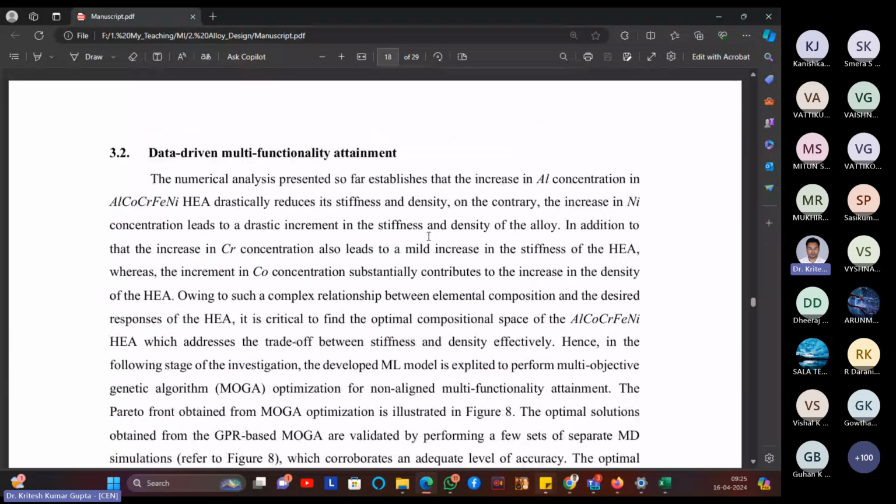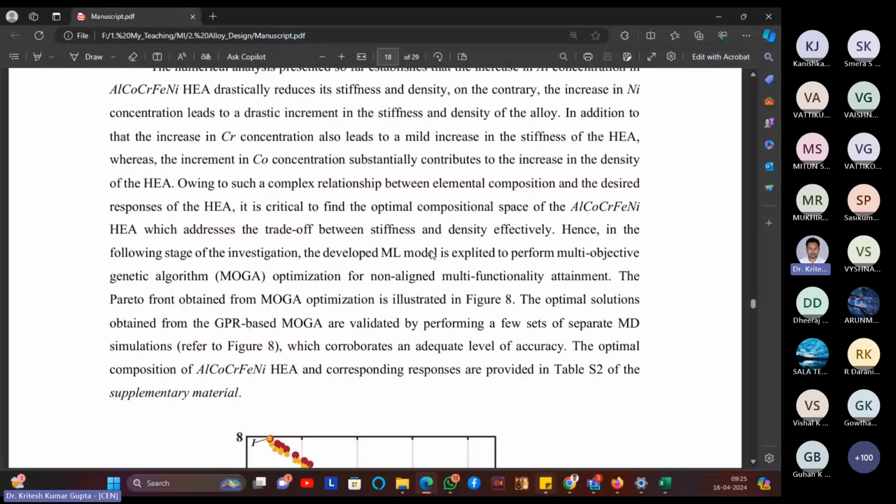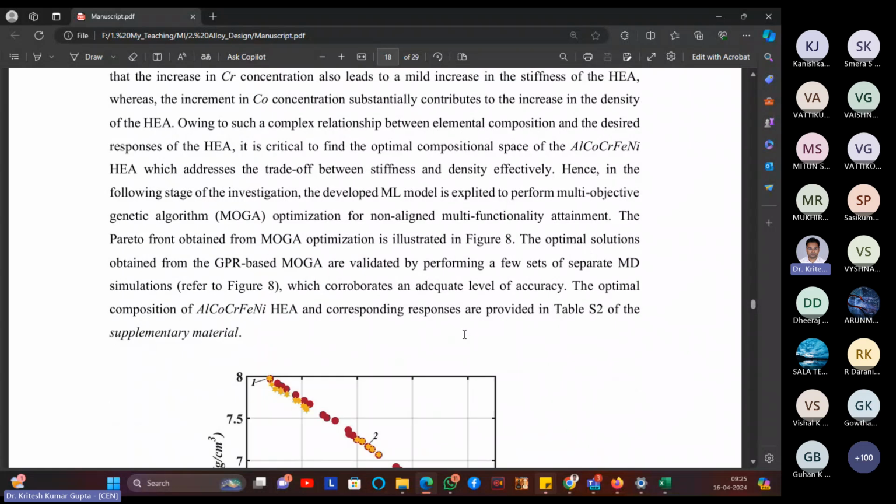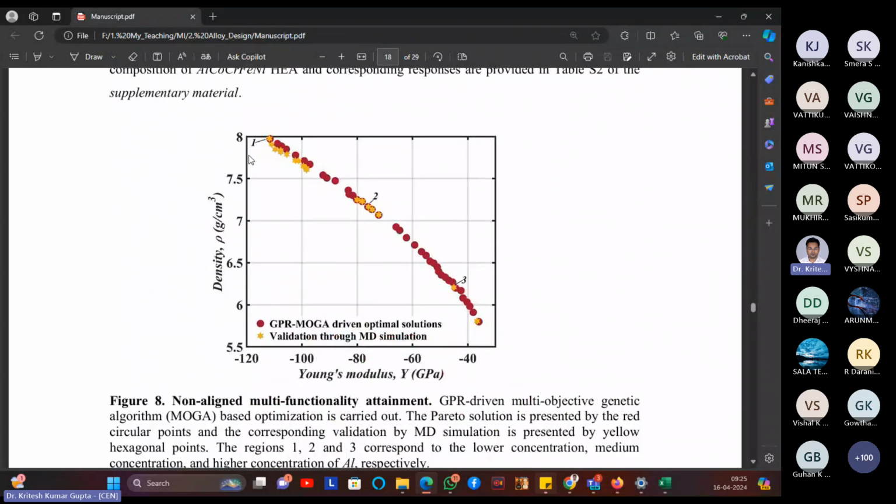Now once we have this, we can use the model for multi-objective optimization. I have used a genetic algorithm here, and in this genetic algorithm based multi-objective optimization, I got this kind of Pareto solution. Just look at these red points and see what is happening. On the x-axis we have Young's modulus, on the y-axis we have density. If we move left on the x-axis, the Young's modulus is increasing. If we move downwards on the y-axis, the density is decreasing.